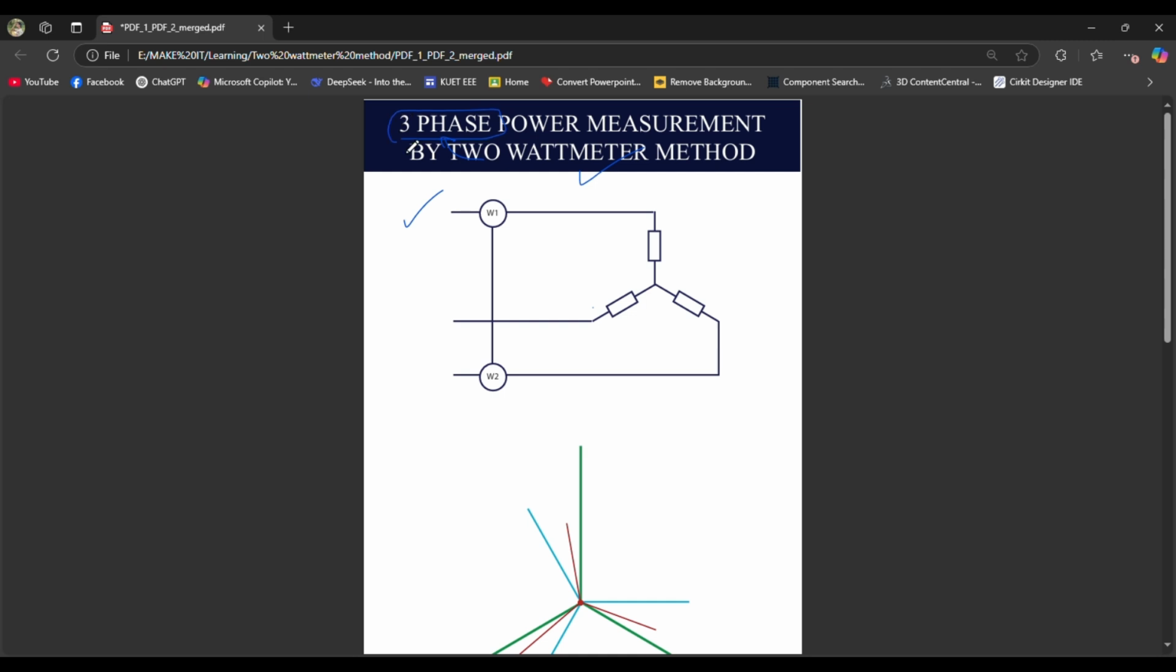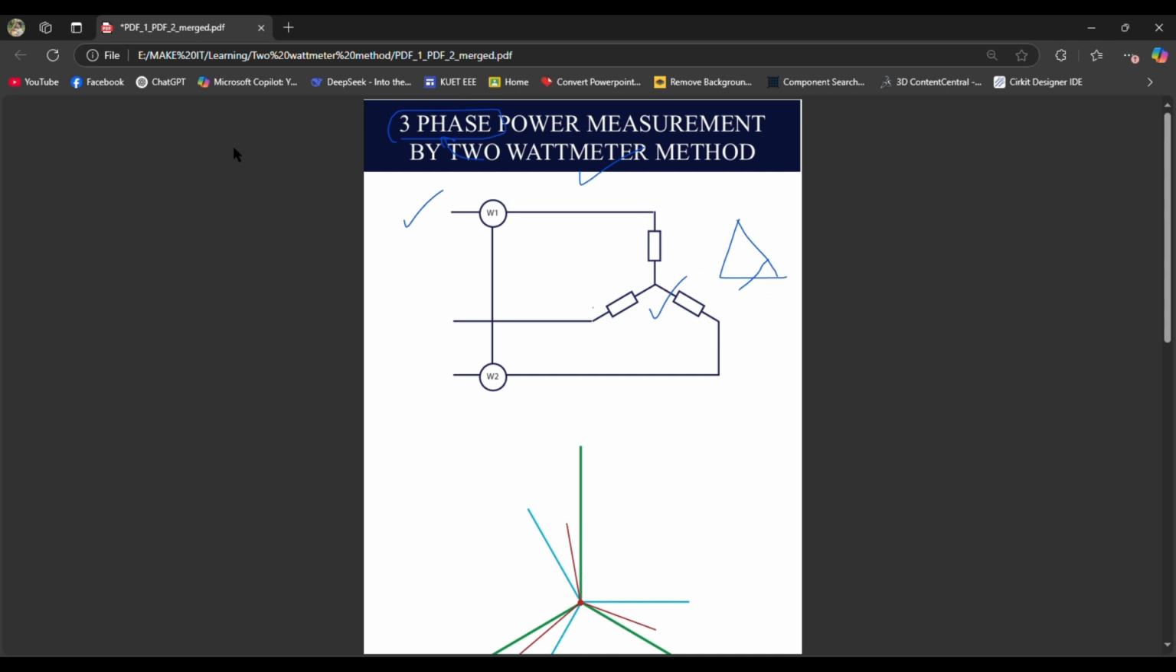In a three-phase system, we have two types of connections. One is star connection like this, and another one is delta connection like this. For the analysis in this video, we will use the star connection only. We can do the same things for the delta connection, but if anyone is interested, you can comment below and I will try to make another video on delta connection.